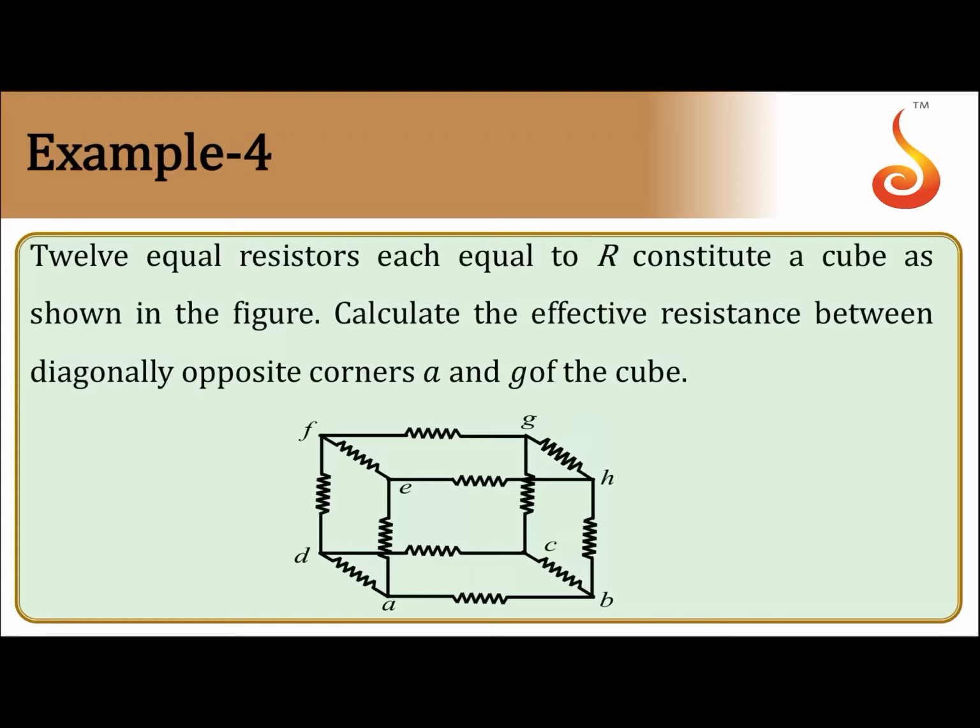Example number 4. 12 equal resistors, each equal to R, constitute a cube as shown in the figure. Calculate the effective resistance between diagonally opposite corners A and G of the cube. So, 12 resistors are connected along the sides of the cube. You need to find the effective resistance between A and G.